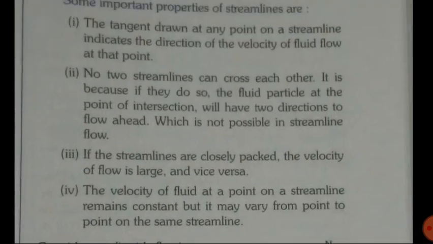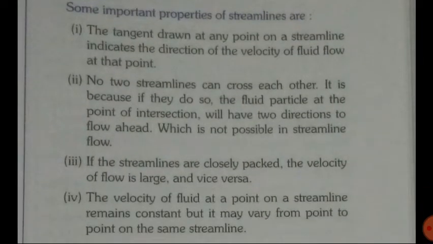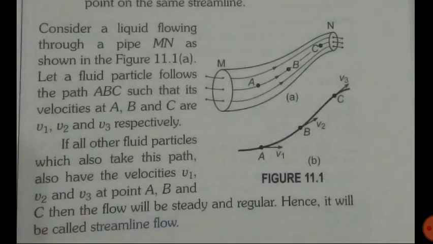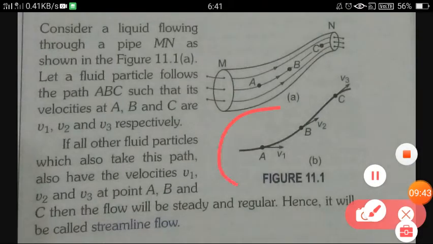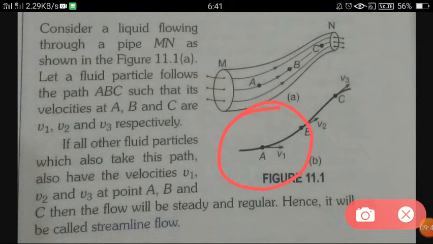Here we have some important properties of streamline flow. The first one is that the tangent drawn at any point on a streamline indicates the direction of the velocity of fluid flow at that point. If we draw one tangent at point A, it shows us the direction of velocity at that point. Here is one tangent at point C, showing the velocity's direction at point C. So whenever we draw the tangent, that tangent shows us the direction of velocity at that particular point.